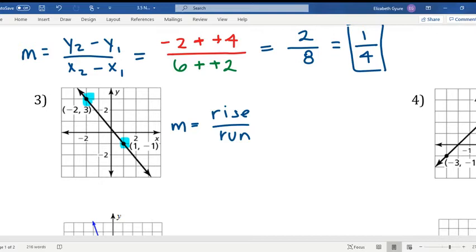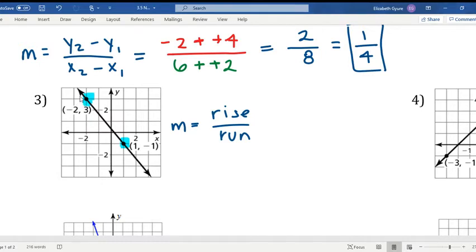Positive. What if I'm counting to the left? Negative. Okay. So here, if I want to count from the left to the right, I'm going to count up or down first and then left or right. So if I'm trying to get from this point to this point, would it make more sense to count up or to count down?